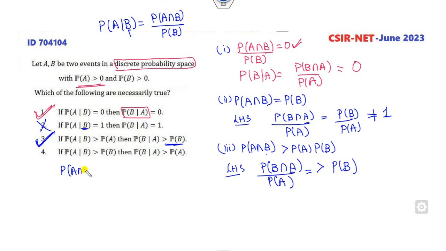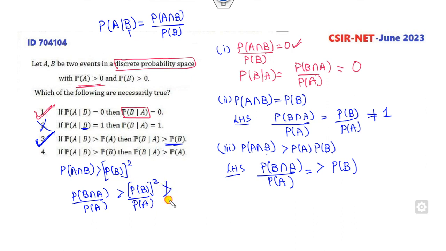Look at this portion. This is A intersection B is greater than P of B whole square. Fine. And clearly on the left hand side is B given A. The numerator part is P of B whole square divided by P of A, which may or may not be greater than P of A. So the right answer is that 1 and 3 are the correct options.